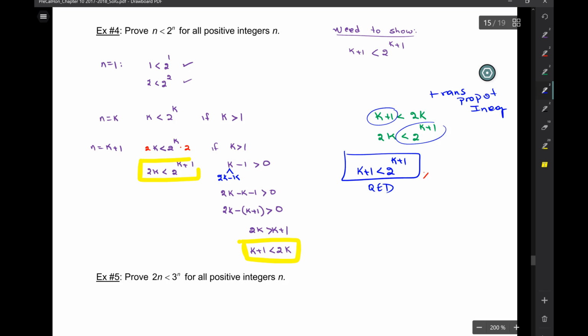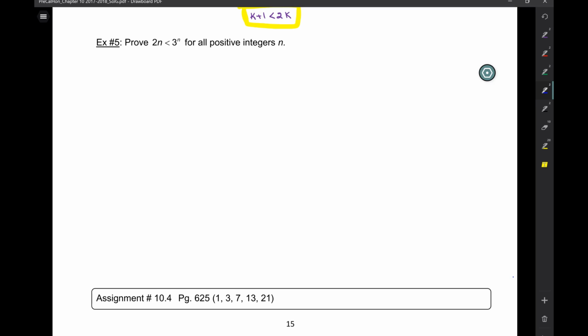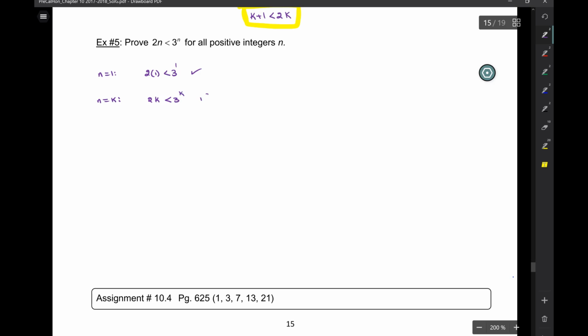Okay? All right, so what we need to prove here is 2n is less than 3 to the n for all integers. So let's just try it for n equals 1, see if it works. 2 times 1, is it less than 3 to the 1? Yes, it is. Fabulous. Okay? So, n equals k, step, 2k is less than 3 to the k, if k is greater than 1.